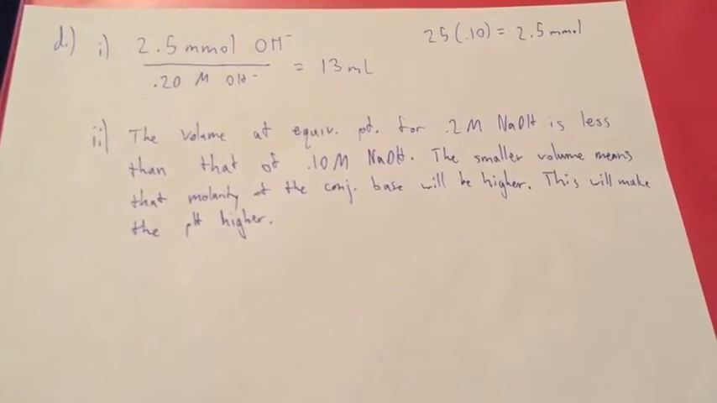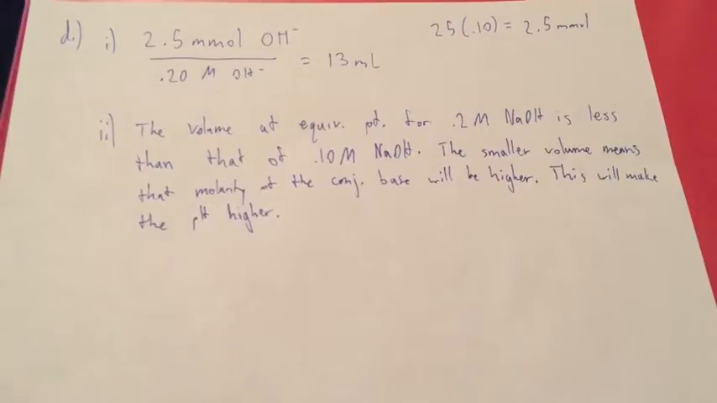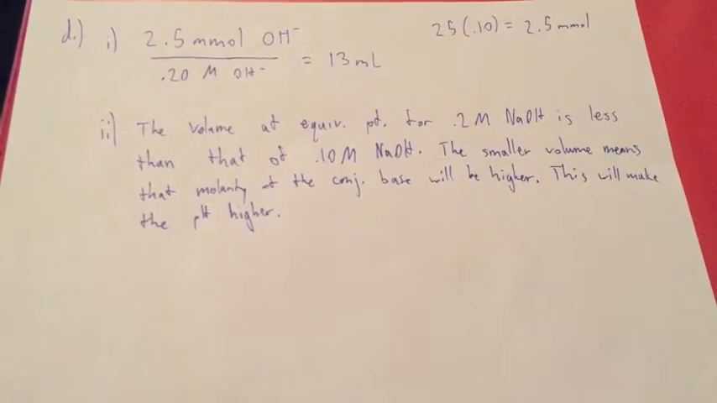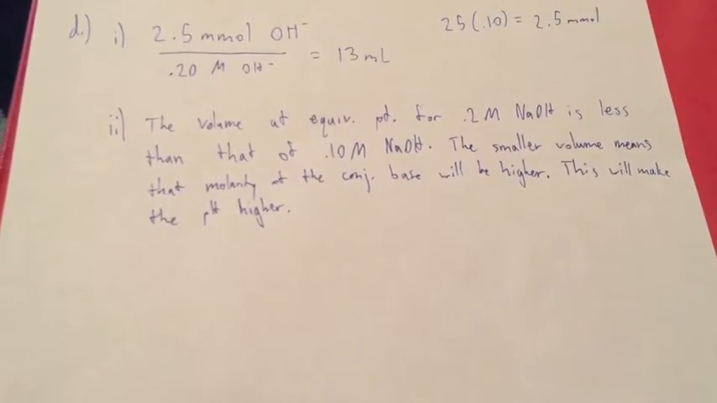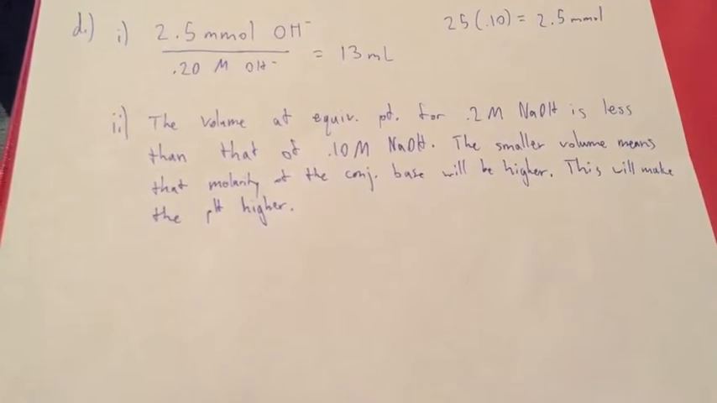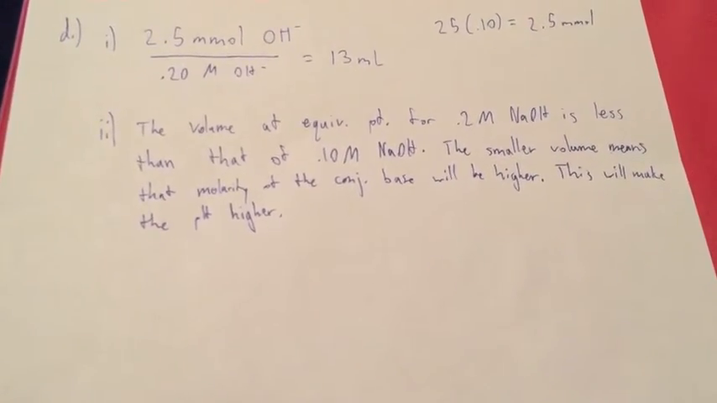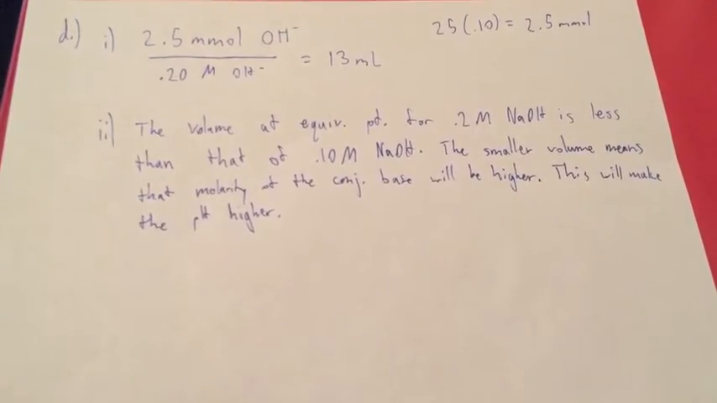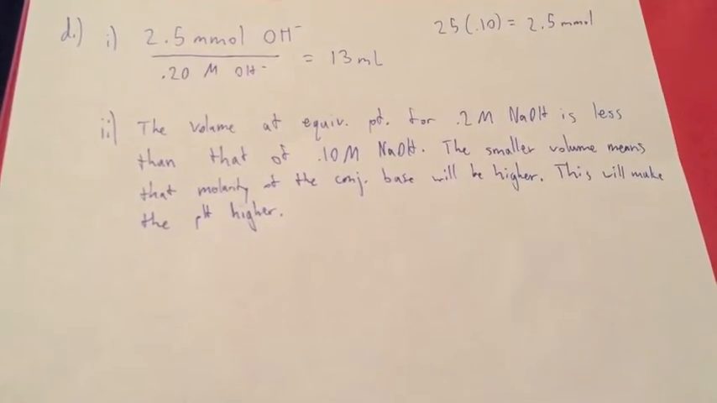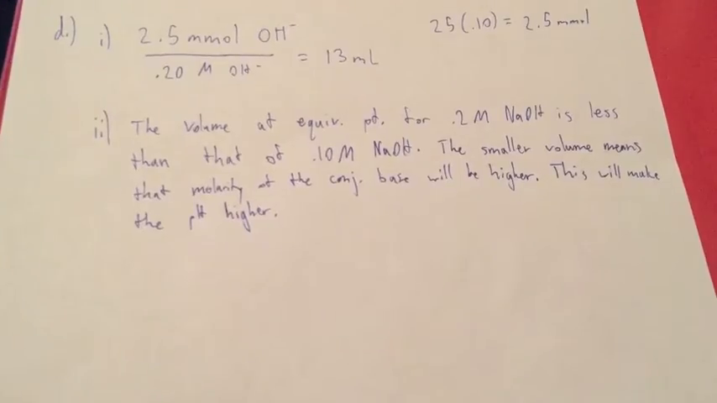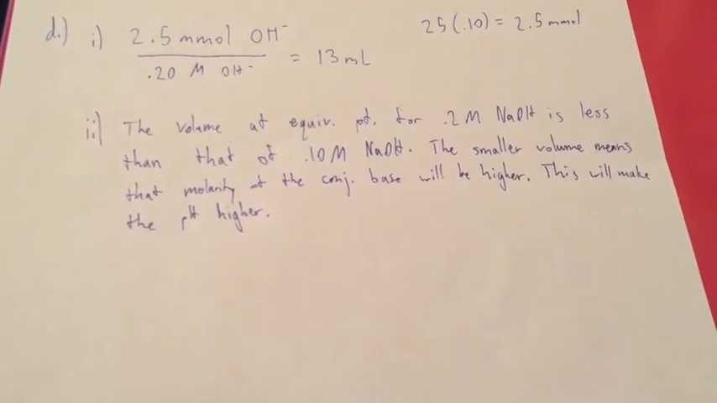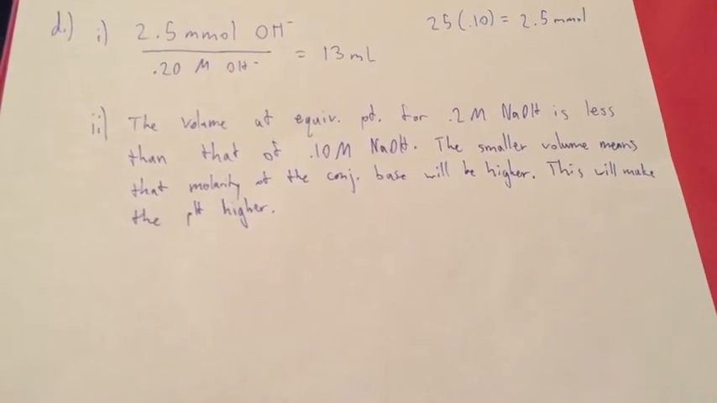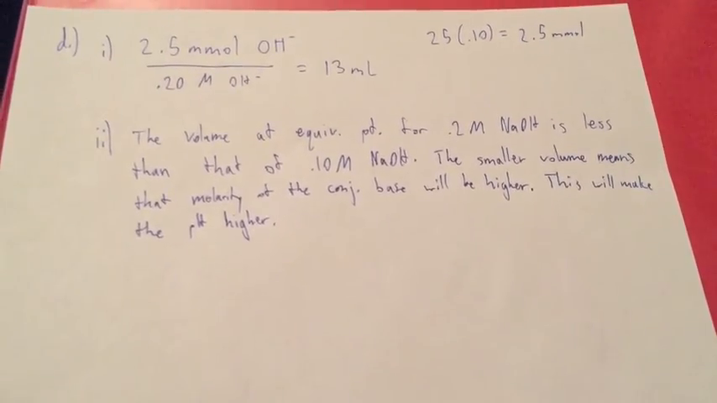And for part 2, we are told that the pH at the equivalence point for this titration is slightly higher than the pH at the equivalence point in the titration using 0.1 molarity NaOH. And this is because the volume at the equivalence point for 0.2 molarity NaOH is less than that of the 0.1. The smaller volume means that the molarity of the conjugate base will be higher. This will make the pH value higher.